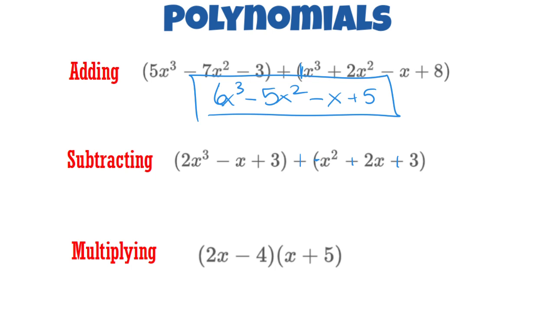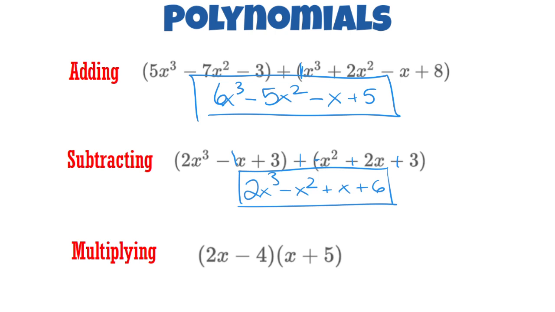Then I'm back to combining like terms. I got a 2x cubed, I have a negative x squared, and now I have some like terms. I have a negative 1x with this positive 2x, and then I end up with a plus 6. So another cubic polynomial as an end result.